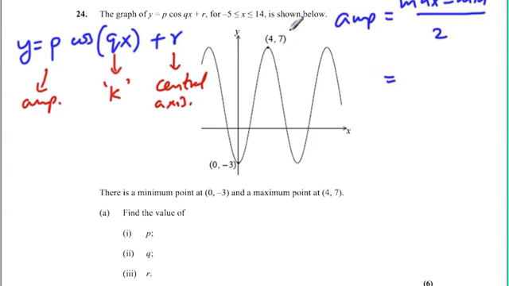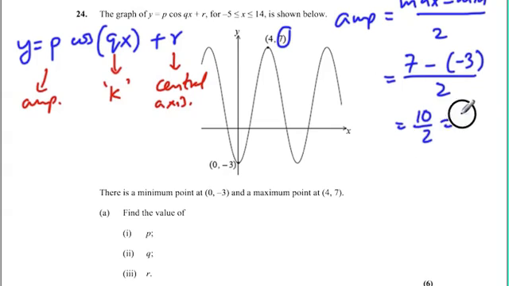Okay. What is the max over here? You might think the max is 4, but that's the x coordinate. We want the y coordinate for the max. So the max is 7. And the min in this case is not the x coordinate, but the y coordinate, which is -3. So it's 7 minus -3 divided by 2. So 7 minus -3 is 10 over 2, which is equal to 5. So the P value, which is the amplitude, is equal to 5.